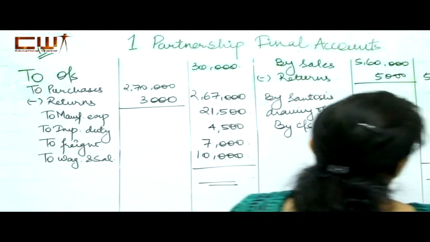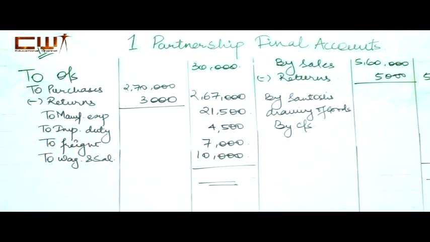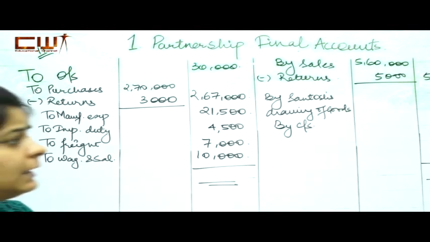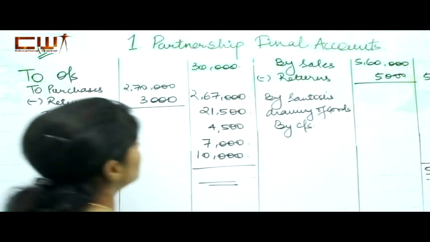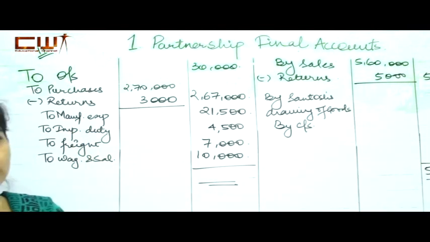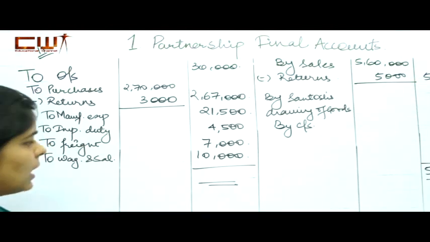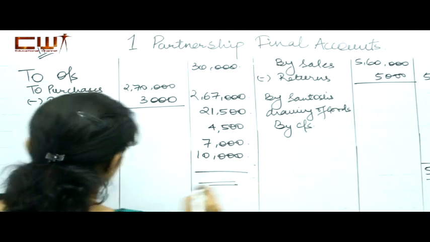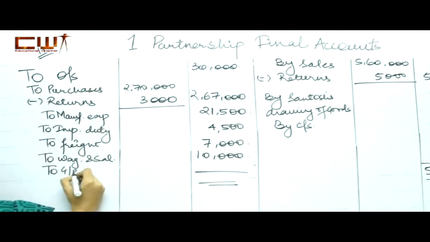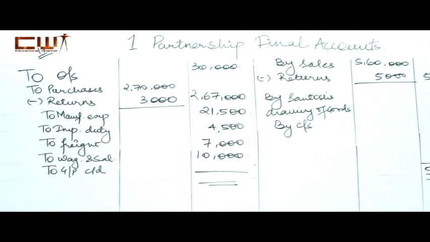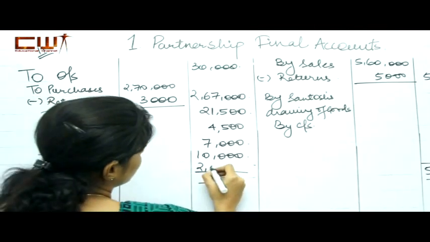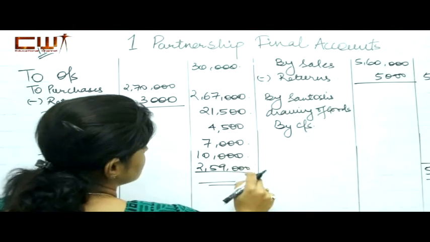Here you balance it. 5,55,000 plus 6,000 plus 38,000 will give you 5,99,000. Here you have 30,000, 2,67,000. Then 21,500, 4,500, 7,000 and 10,000. You will have gross profit. To gross profit carried down, how much? You will add up all this and subtract from the total of this. Whatever balance you have, that will be the gross profit. That is 2,59,000. This is the gross profit.